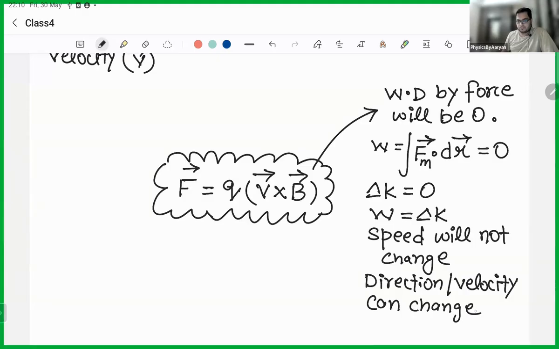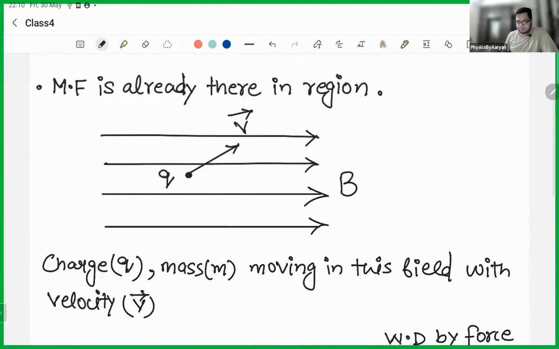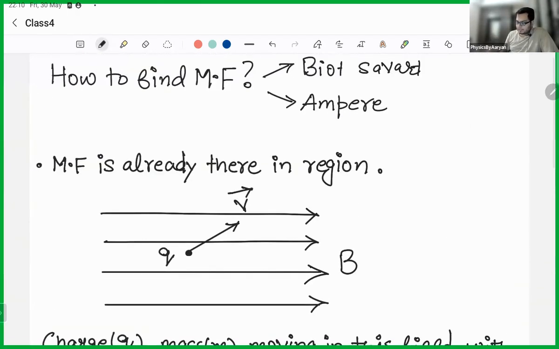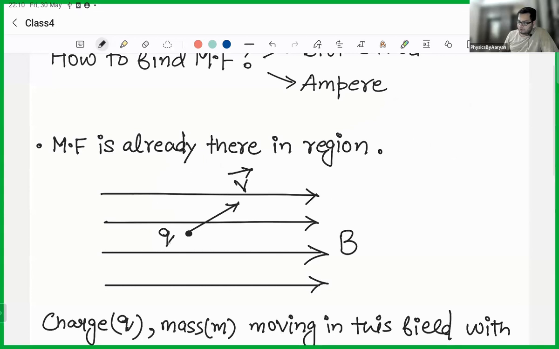Okay, so what do I mean by that? Let's say I have a magnetic field, and the particle is moving with a velocity of 10 meters per second in some direction. After some time, it is possible that the velocity vector will change direction. The direction of the particle can change, but the magnitude will not change. The 10 meters per second will remain 10 meters per second.